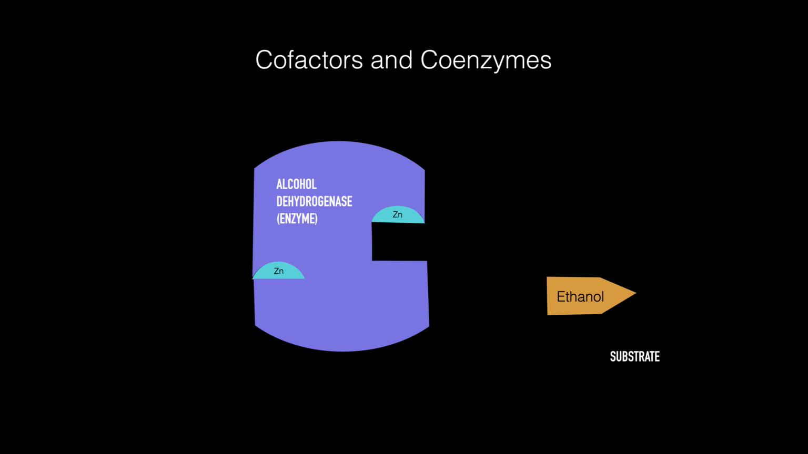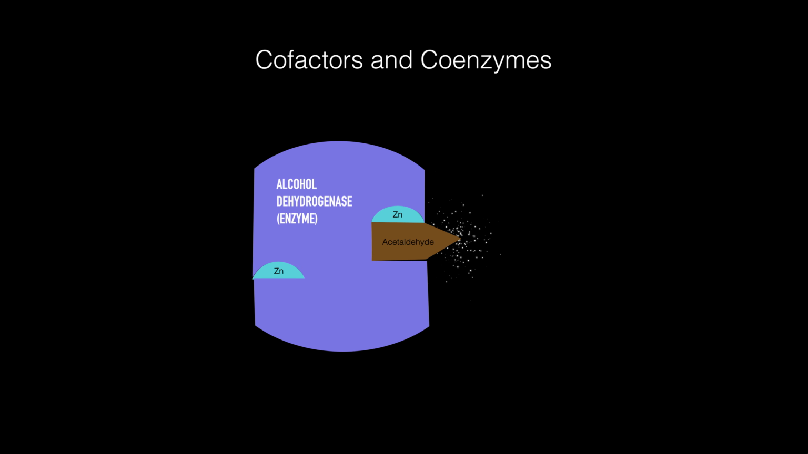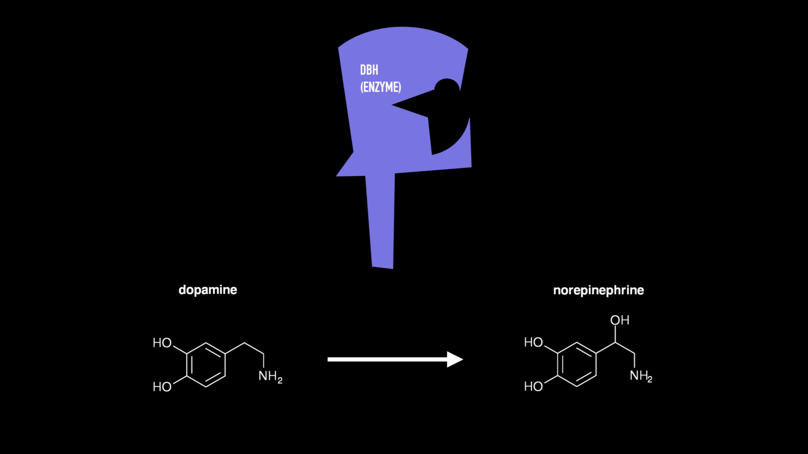The substrate is ethanol, and it binds in the active site, and the chemical reaction to change it into acetaldehyde takes place. And then acetaldehyde is released, and the enzyme can do this again with another molecule of ethanol. Let's look at another example.